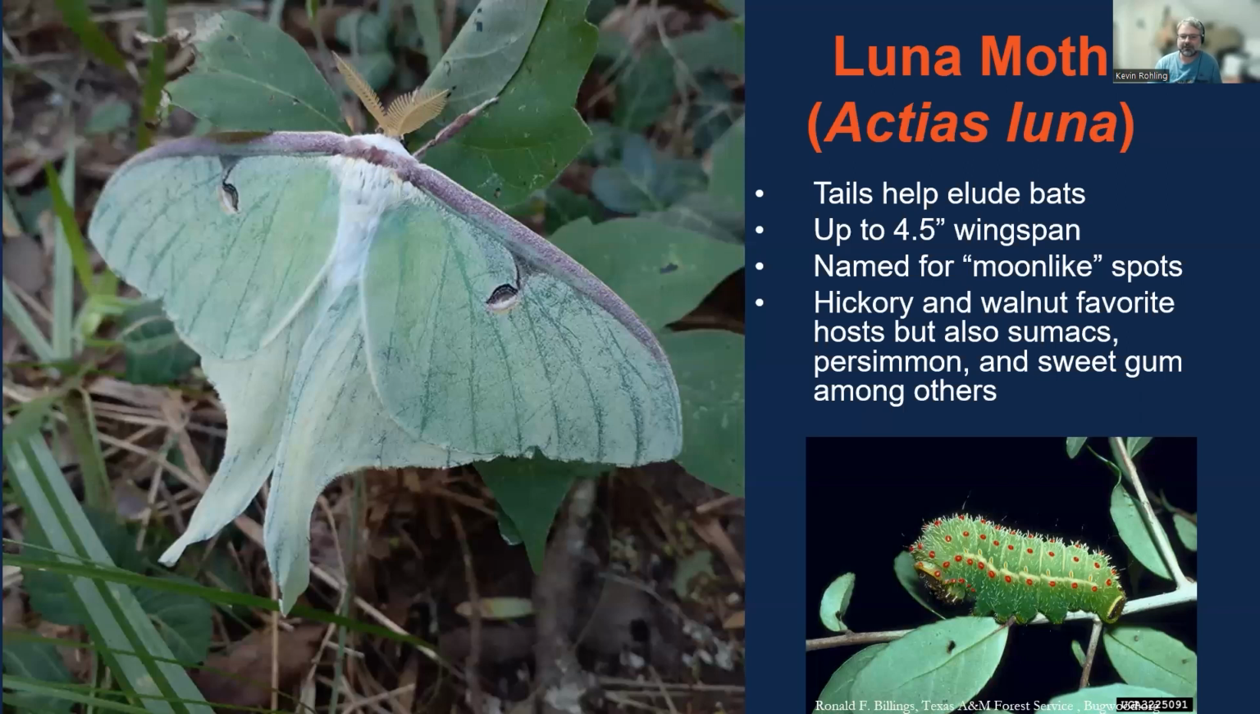This one, there are some extra spots there on the hind wing that are kind of covered up by its forewing there. And in terms of the host plant for the Luna moth, they prefer hickory and walnut, but will use other trees as well, sumacs, persimmon, sweet gum, among others.